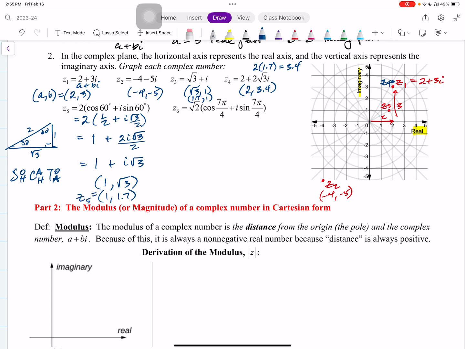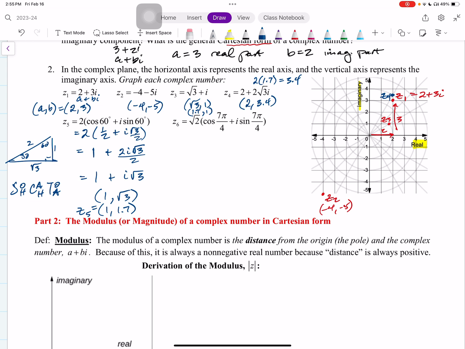All right, so we're going to go 1 to the right and 1.7 up. So about right about here or so, and there is z5. 1 to the right and almost 2 up. And that's how the game is played. And the other one here is z6, our last one here.